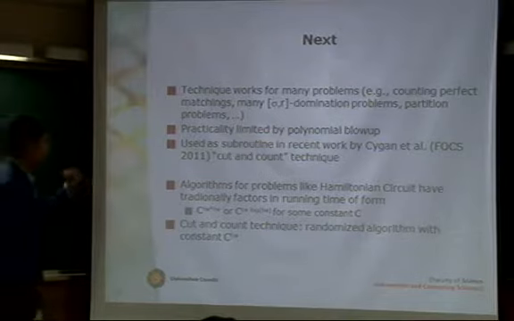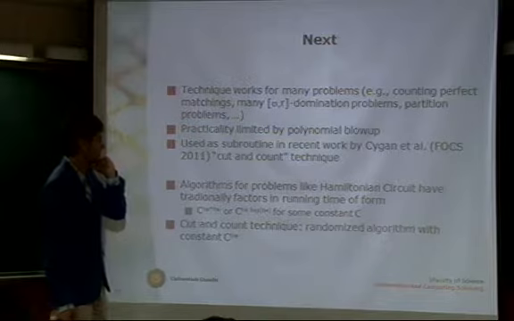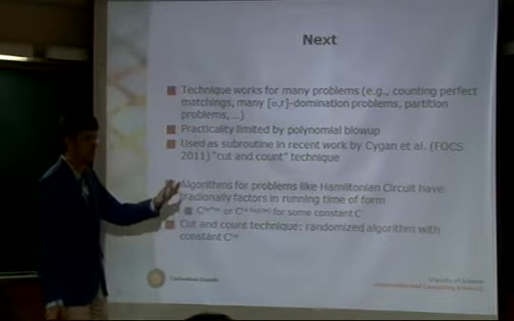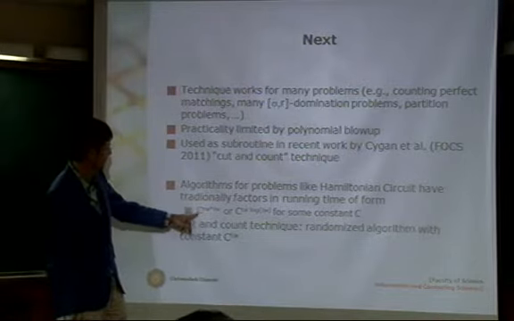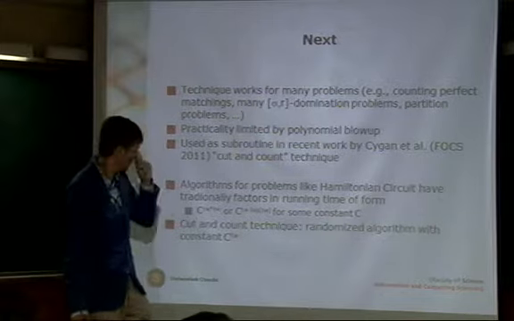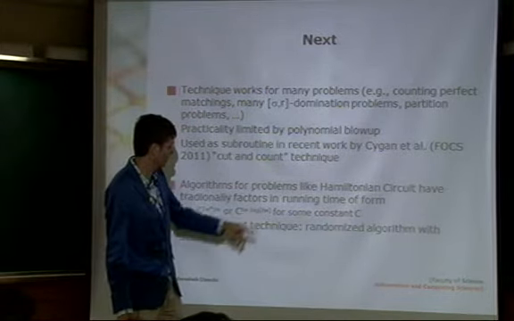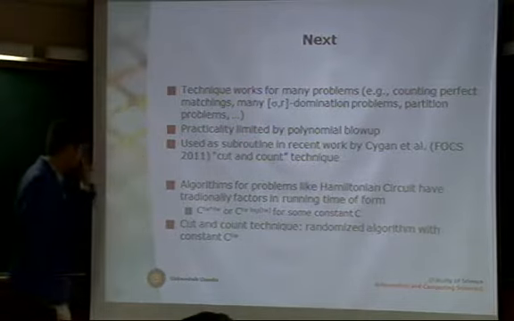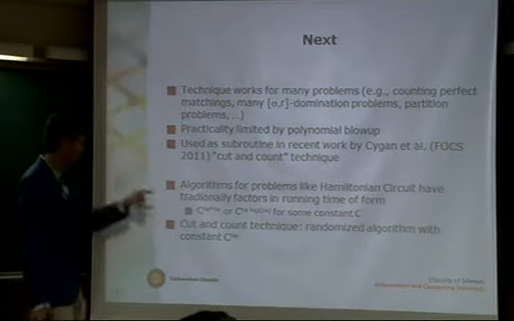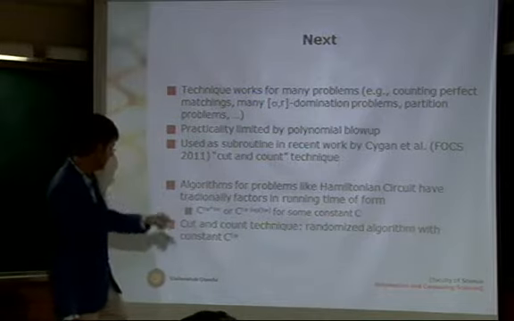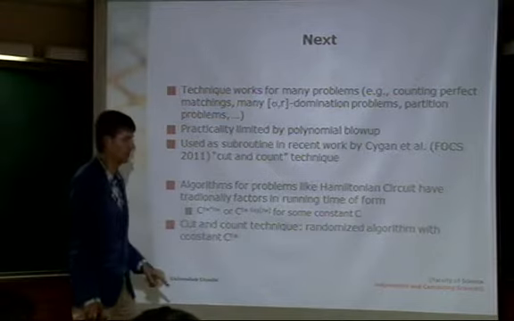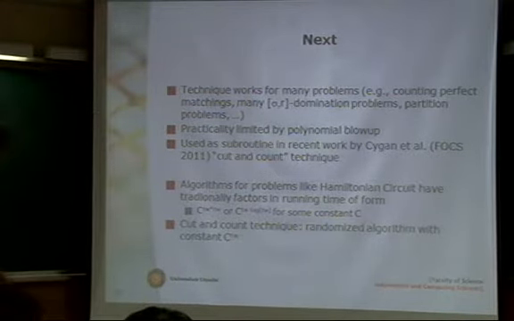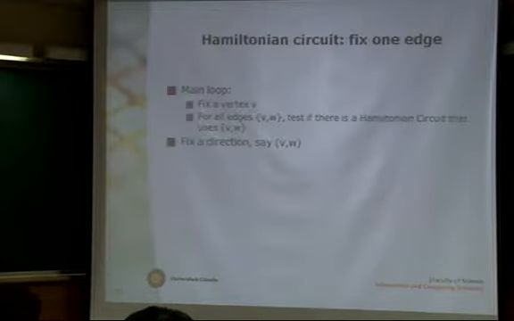If you look at Hamiltonian Circuit and try to do dynamic programming on it, these algorithms typically have running times of a constant to the tree width squared, or maybe, if you're hard working, tree width to the log of the tree width for some constant. We would like to have algorithms where the factor depending on tree width is of the form a constant to the power tree width. And this has really nice consequences. This is the cut and count technique, which I'll explain next.